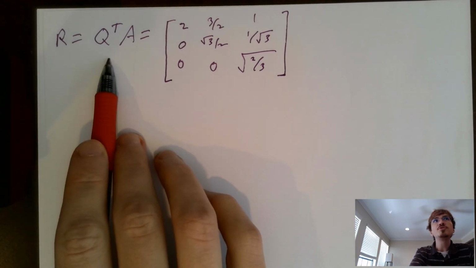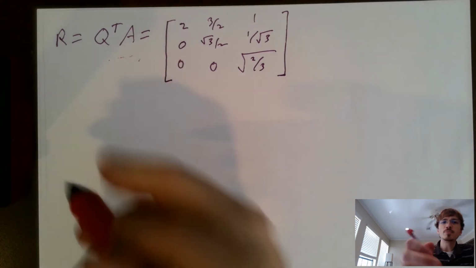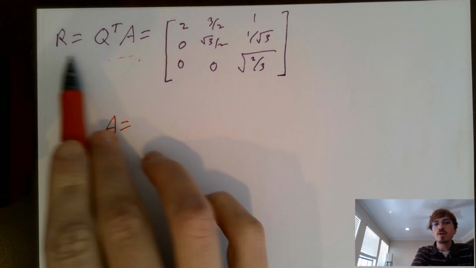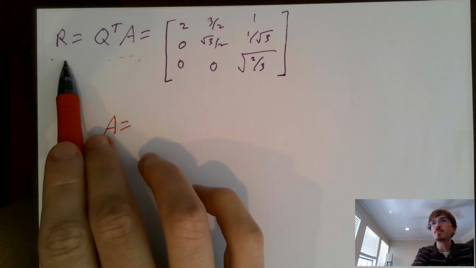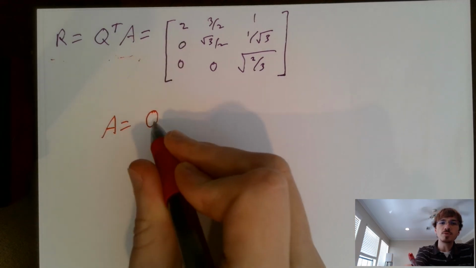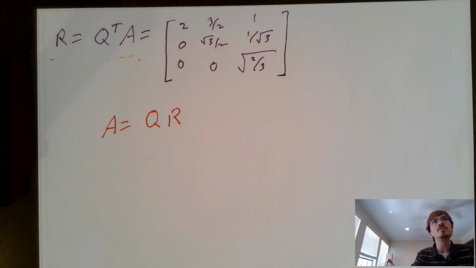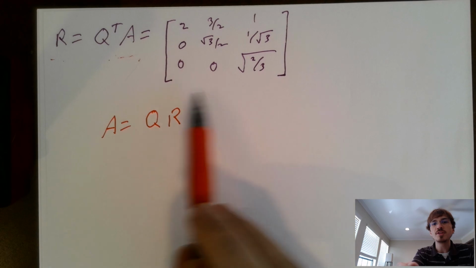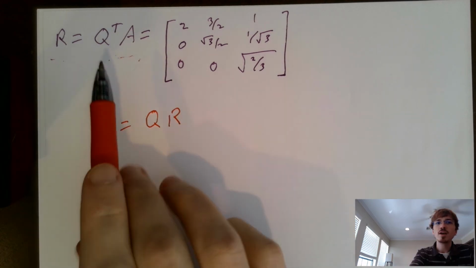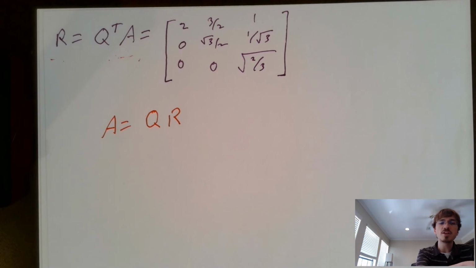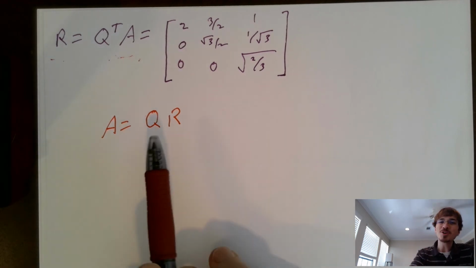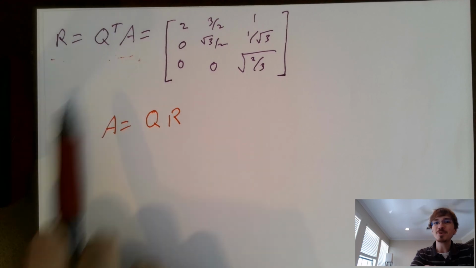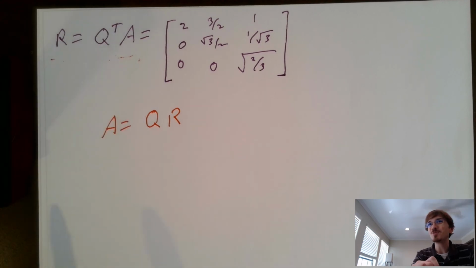If R is equal to Q transpose times A, how can we solve for the matrix A? In this equation, multiply on the left on both sides by Q. We write that A is equal to Q times R. So we're going to call this matrix R, and we constructed it by taking Q transpose and multiplying it by A. We can solve for A by multiplying both sides by Q, and we know that Q times Q transpose has to be the identity matrix. Yeah?